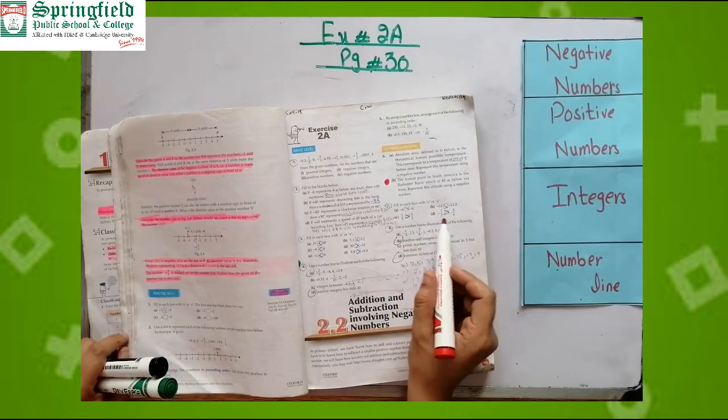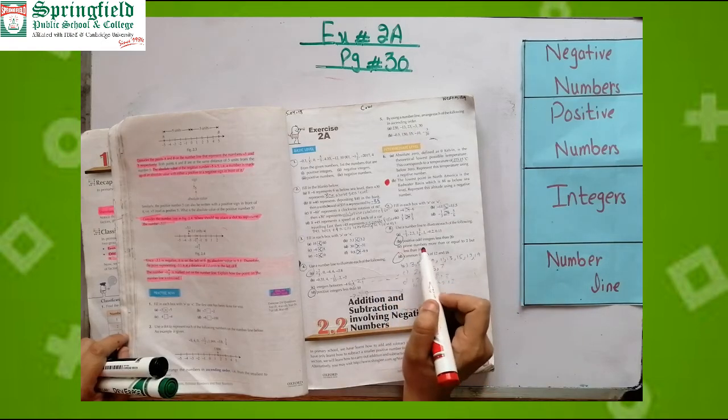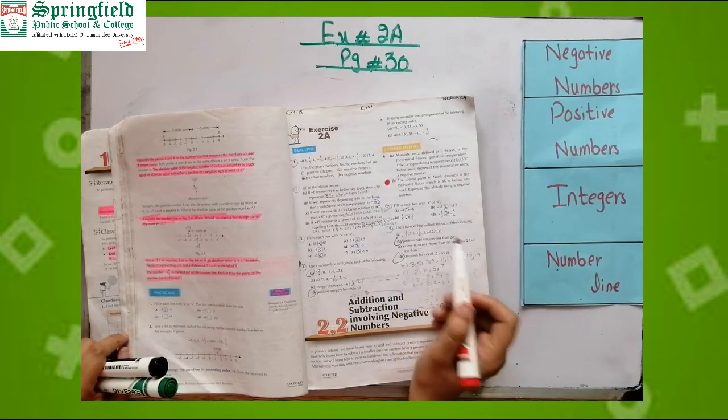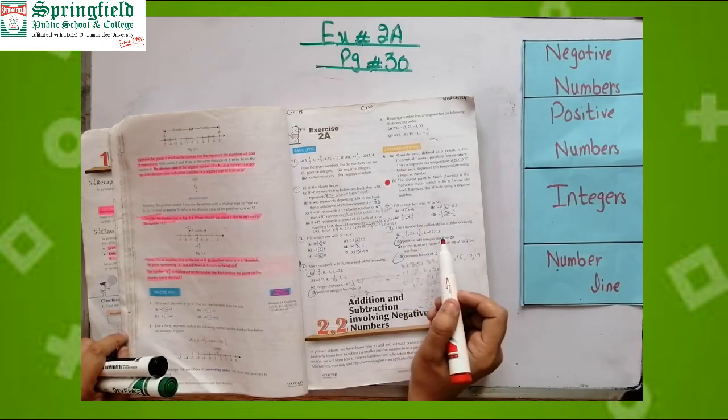Okay, now come to question number 7, again greater than and less than signs. So it's also your task. And question 8. Question 8 is again use a number line. First we will convert all these numbers into decimal numbers, and then we will represent them on the number line.